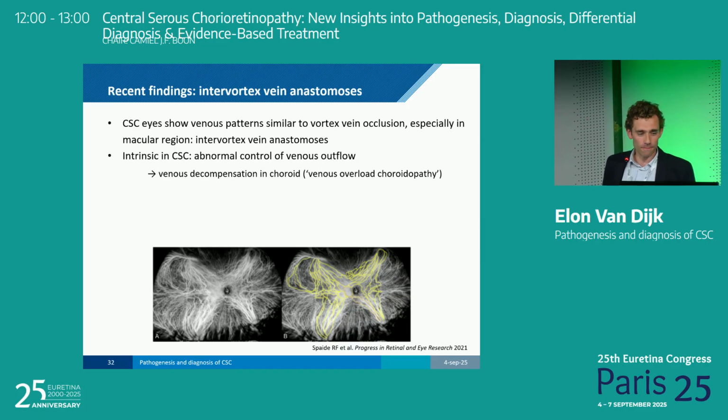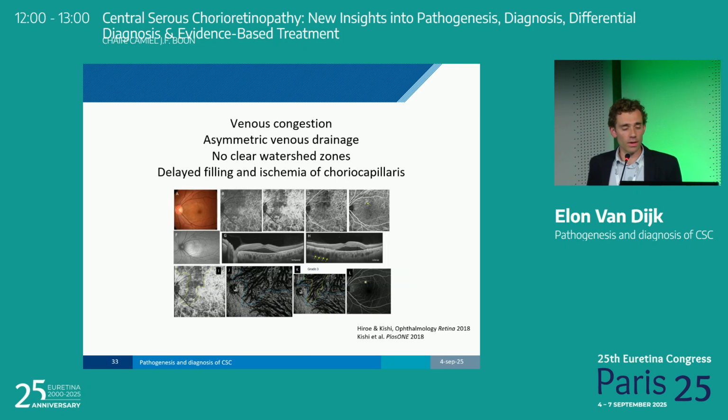it. Then there were several recent findings, mainly based on ICGA, in which they found abnormal venous patterns, so abnormal linkage to several quadrants that could lead to abnormal venous outflow in your CSC patient. And the term venous overload chorioretinopathy was coined by Professor Spaide. You then see something like venous congestion, abnormal venous drainage. You don't see any clear watershed zones between the several regions in the eye. And there's also delayed filling and ischemia of the choriocapillaris.